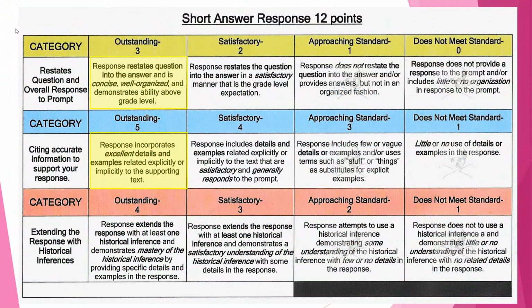Also, citing accurate information to support your response. Response incorporates excellent details and examples related explicitly or implicitly to the supporting text. And again, I looked at the chapter summary sheet to get my cited information. That's where that came from. Response extends the response with at least one historical inference and demonstrates mastery of the historical inference by providing specific details and examples in the response. I do actually mention it's the colonial period here. I could have put the dates in for it. I could have said 1607 to 1763, but I added that final sentence to show how this relates to all the colonies at the end, and that's what worked.